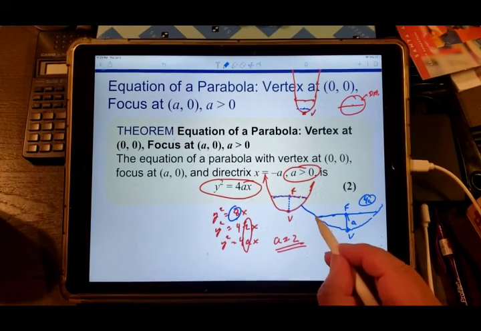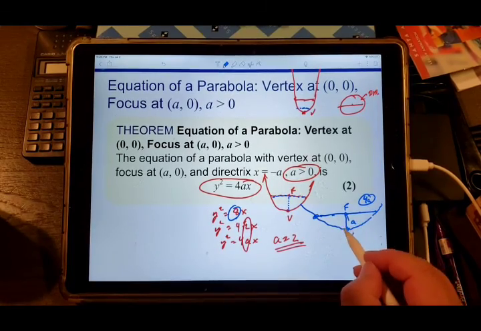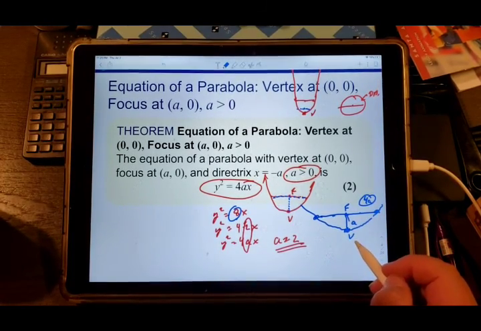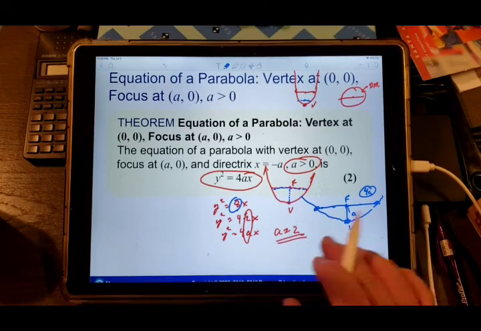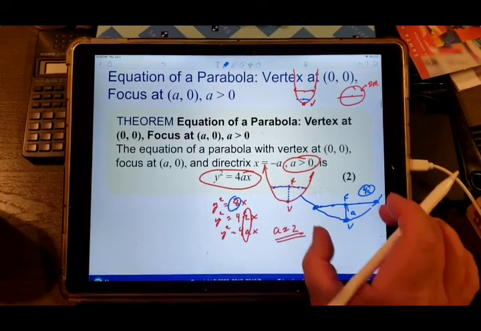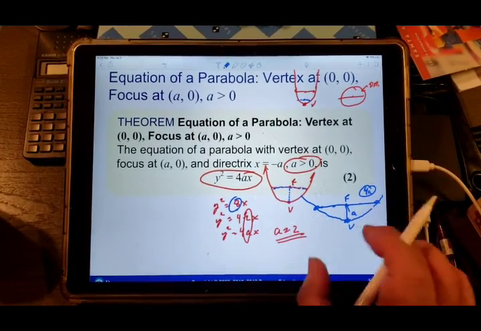And so I have these 3 points of the vertex, of the parabola. The vertex and these points on the ends of the latus rectum.